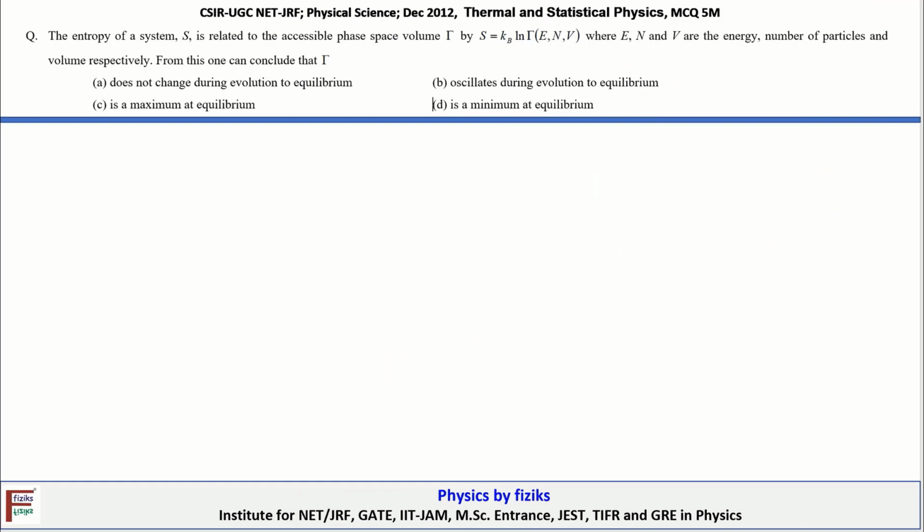Let's continue with the next problem. The statement is: the entropy S of a system is related to the accessible phase space volume gamma by the relationship S is equal to KB ln gamma, which is a function of parameters n, e, and v. Okay, where e, n, and v are the energy, number of particles, and volume respectively. From this one can conclude that gamma, so we have to identify the correct option.